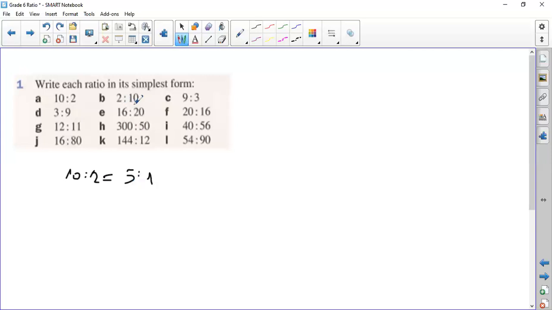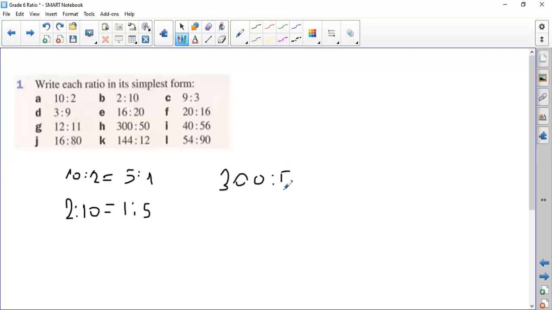B is 2 to 10. Same thing, 2 to 10. It means I have to simplify both numbers by 2. It will be 1 to 5, the equivalent one, the simplest one. We can take another example. Let's take the ratio 300 to 50.